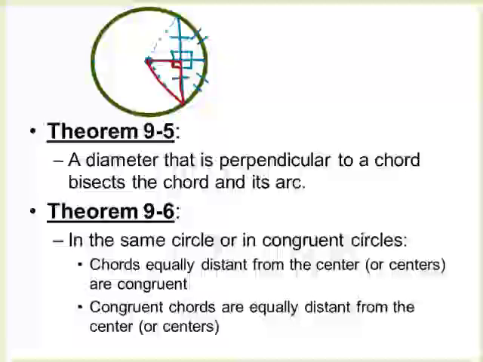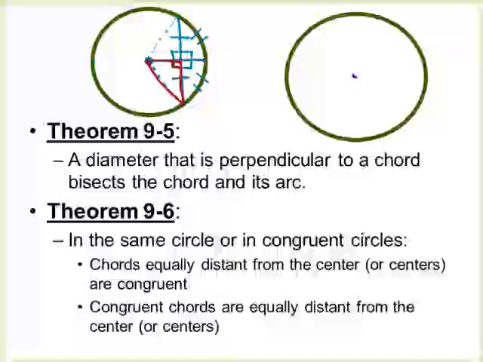Theorem 9.6 then says, in the same circle or congruent circles, chords that are equally distant from the center are congruent. Or we could say it backwards and it would be true as well. So what we have then is a center, and we're going to go out away from that some equal distances and make some chords. And when we talk about distances, we're talking about the shortest distance, so that when we're looking at perpendiculars there.